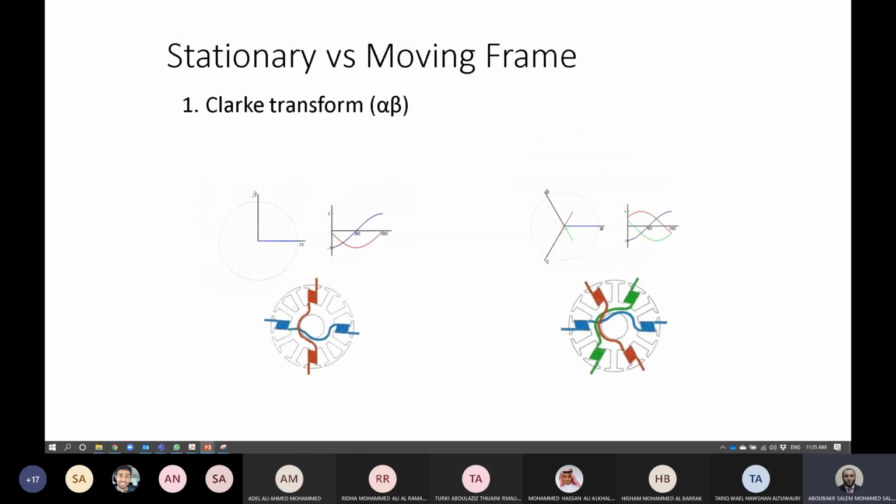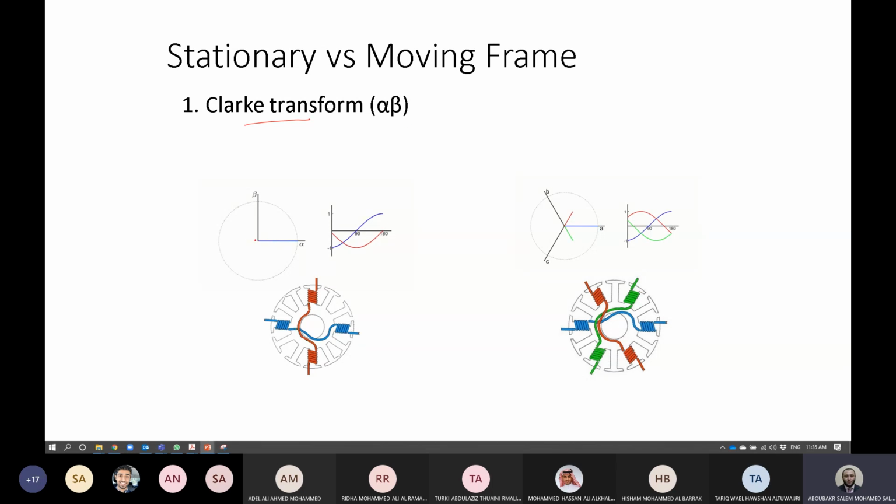So, for instance, if we have a motor, and this motor has three phases like that, we will have three sinusoidal supplies. Can we represent these three phases in only two phases mathematically, just by considering one of the well-known transformations, which is called the Clarke transformation? So this is the first transformation. It's called the alpha-beta or Clarke transformation. What is the Clarke transformation doing, يا شباب, exactly?